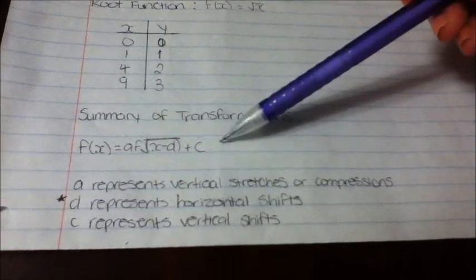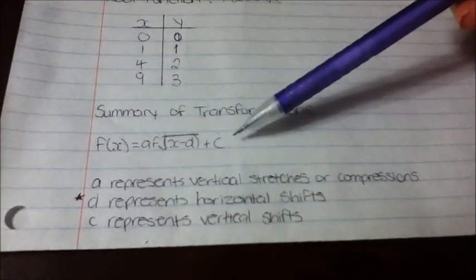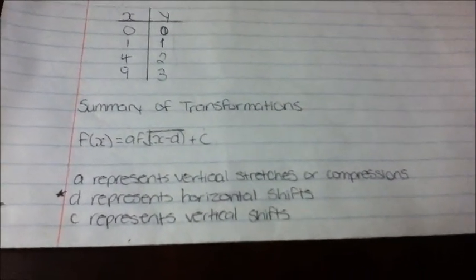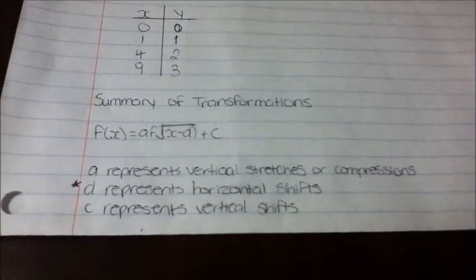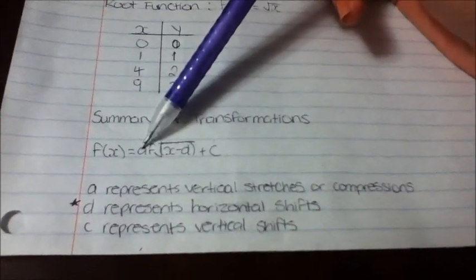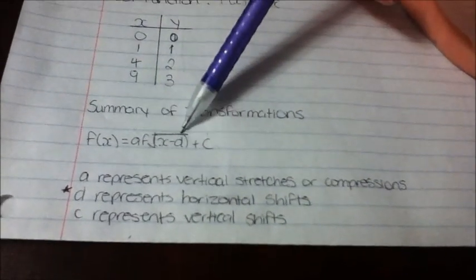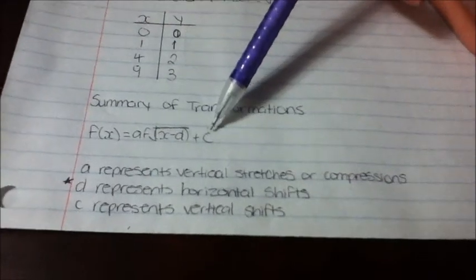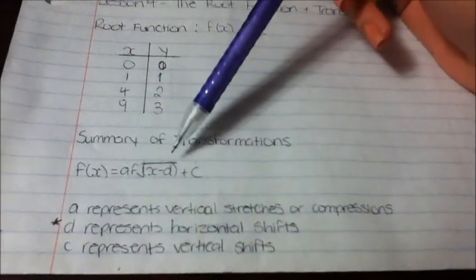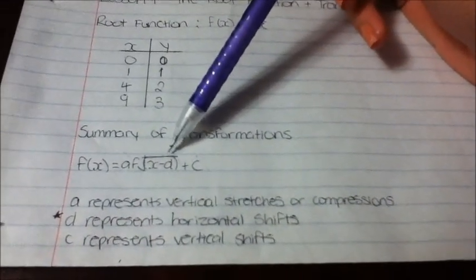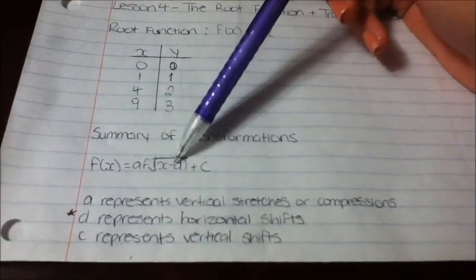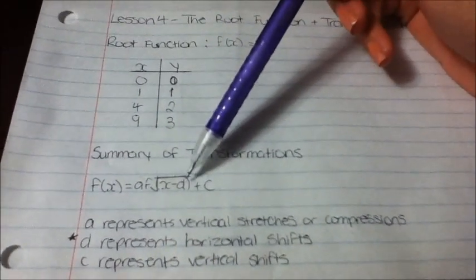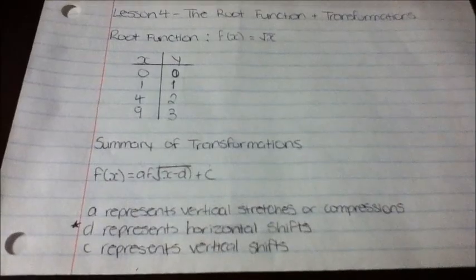This equation does not include all transformations. So f(x) = a√(x − d) + c. In this equation, a represents vertical stretches or compressions, d represents horizontal shifts, and c represents vertical shifts. Now remember, anything inside the bracket or under the square root takes the opposite sign. So for example, if this was x − 3, you would move to the right 3.